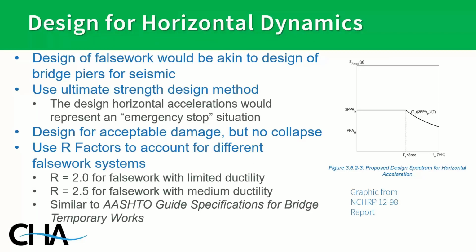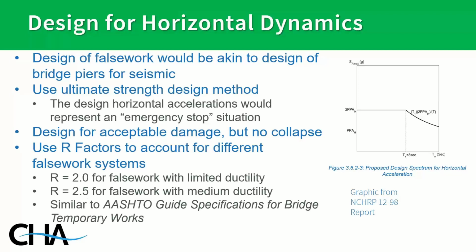So for designing for horizontal dynamics, the design of the false work is similar to the design of a bridge pier for seismic. We have horizontal accelerations and decelerations, and essentially the top of the SPMT is the same as the ground in a bridge. The ground shaking occurs on a bridge, and it's applied to the structure above the ground. For an SPMT design, it's from the top deck of the SPMT up. It's just the same as an earthquake, and the research proved this out.